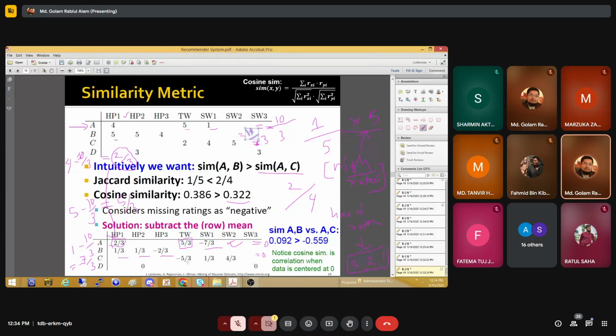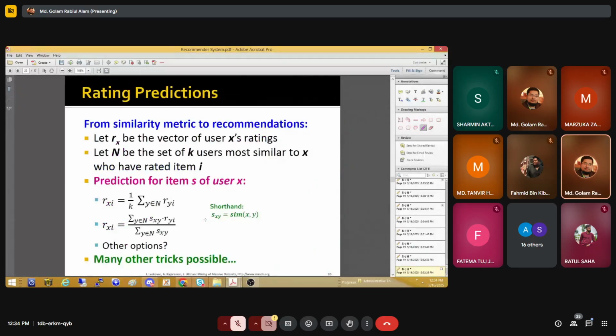So that means this is the mean subtraction. After mean subtraction, if we calculate the cosine similarity or Jaccard similarity, then that will be good. There will be no bias of the hard raters or the easy raters or high raters. So that kind of bias will be gone. So this is the similarity measurement method we can find out from the similarity metric.